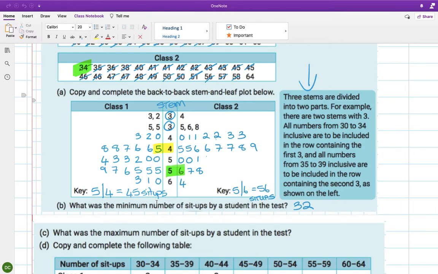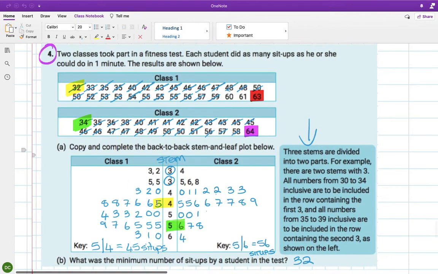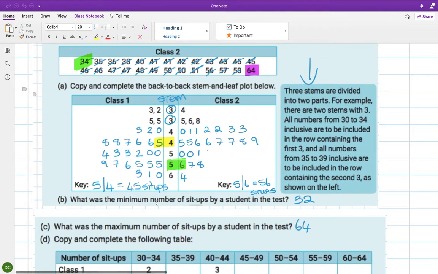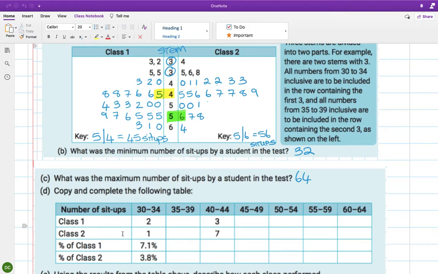What was the maximum number of sit-ups? So it helps that these are in order. They're not always in order like this, but the maximum number of sit-ups from class 1 was 63 and the maximum number of sit-ups from class 2 was 64. So 64 is the max. Complete the following table.